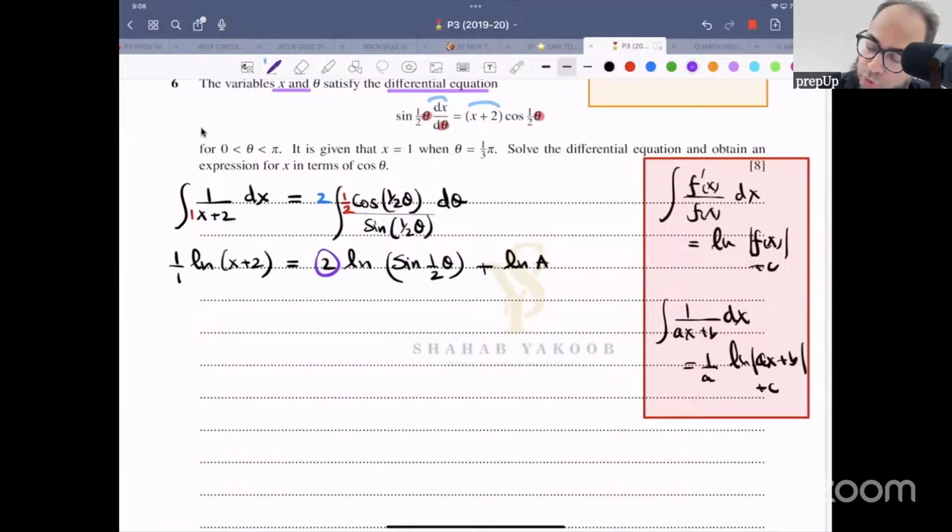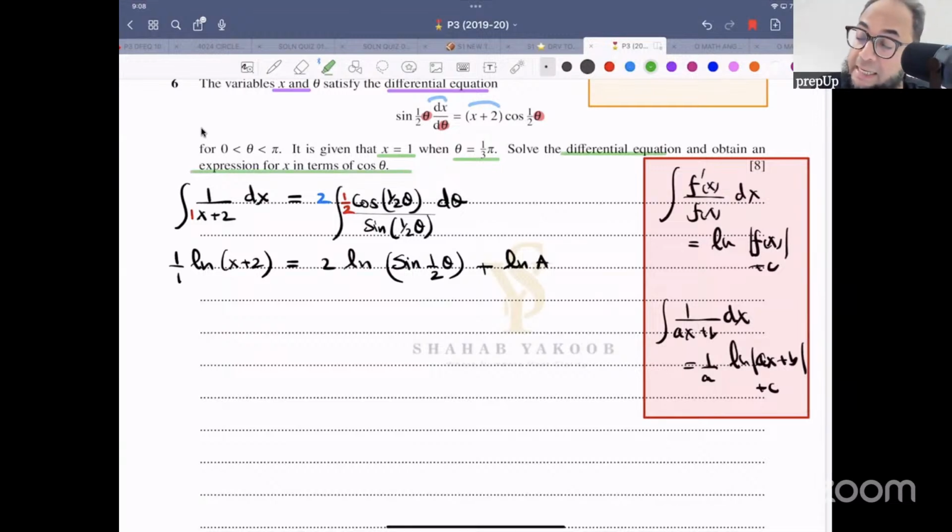Now, using the rule of log, which was given before, let me make this the head of this thing. Or I can first evaluate and then I can make the subject. That's my choice. So let me just put in the condition first. That is, it is given that x is 1 when theta is pi by 3. Solve the equation, obtain an expression for x in terms of cosine theta.